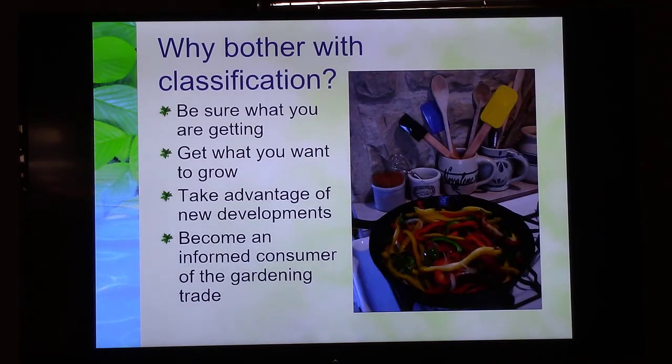Okay. Why bother with any of this stuff? To be sure what you're getting. Get what you meant to get. Take advantage of new developments. When somebody actually finds a new mutation, develops a new variety that's better than the old one, and you hear about it, you'll know what you're looking for when you go over there to Bobo's, right? Okay, become an informed consumer of the gardening trade. Do we spend money on our gardens? Whoo, yes. We deserve to get what we meant to get.